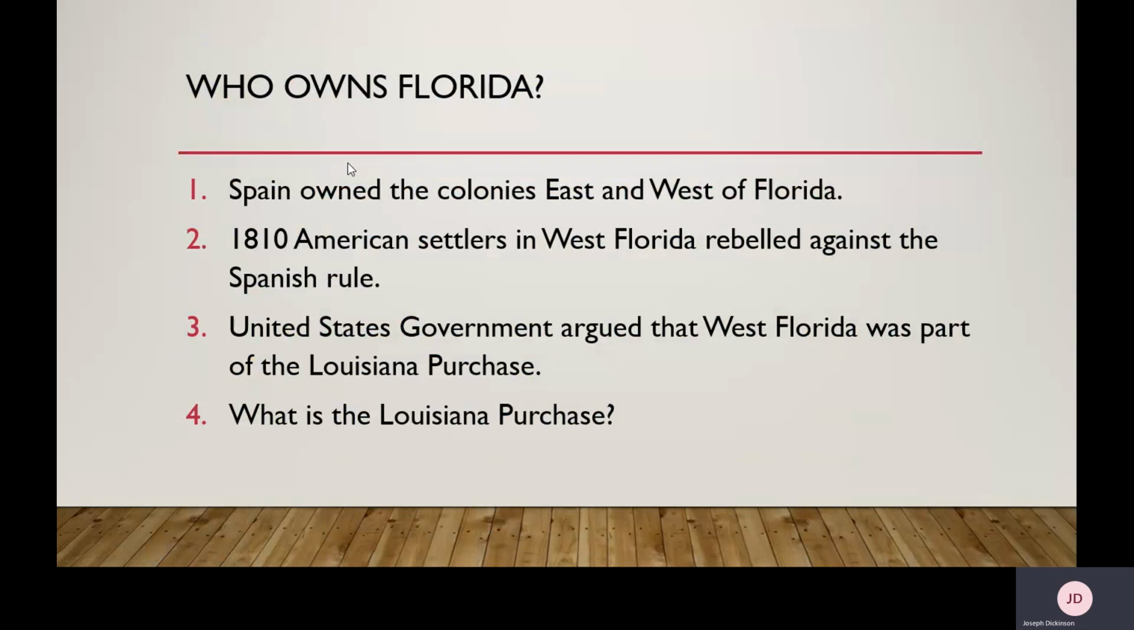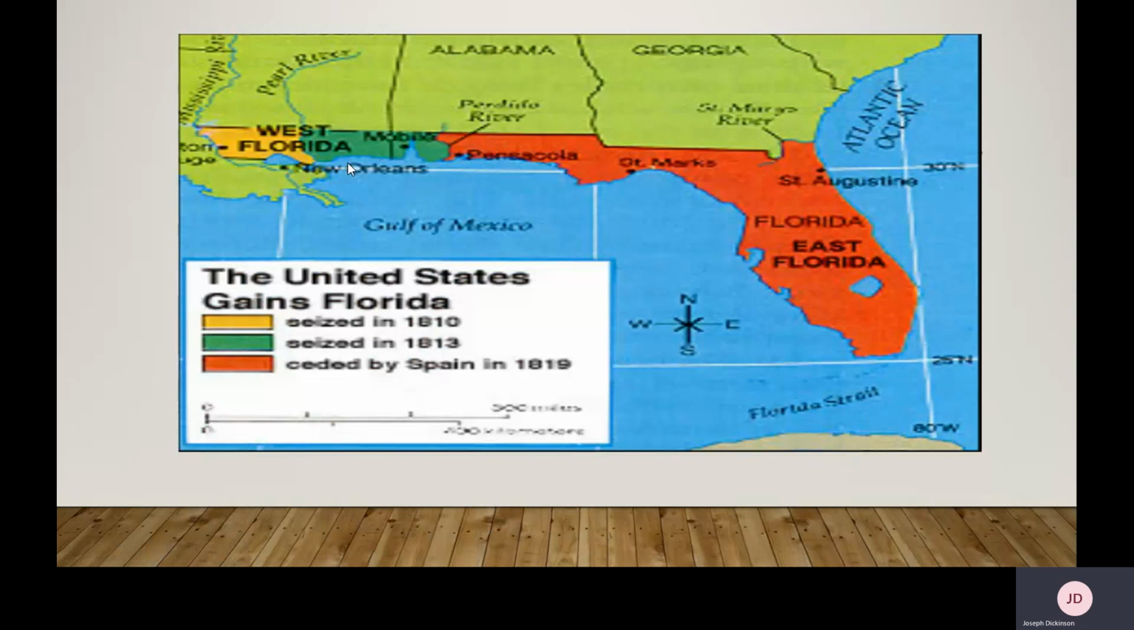All right, so, like we said before, the Louisiana Purchase was all that land that Jefferson got from Napoleon. Well, if you didn't tell your neighbor, now we did. All right, so these parts right here, they're arguing that this was part of the Louisiana Purchase. This was not part of Florida.